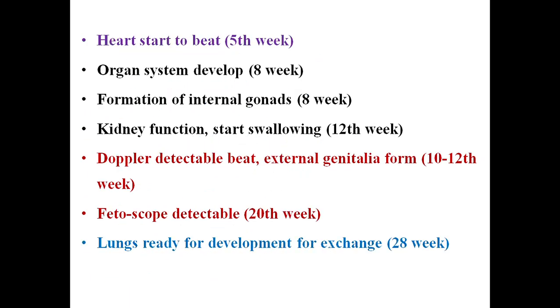Next, the heart starts to beat in the 5th week, organ systems develop at the 8th week, gonads form in the 8th week, kidney function starts and swallowing begins at the 12th week, the heartbeat is Doppler detectable and external genitalia develop from the 10th to 12th week, the heartbeat is detectable by fetoscope at the 20th week, and the lungs are ready for gas exchange at 28 weeks.